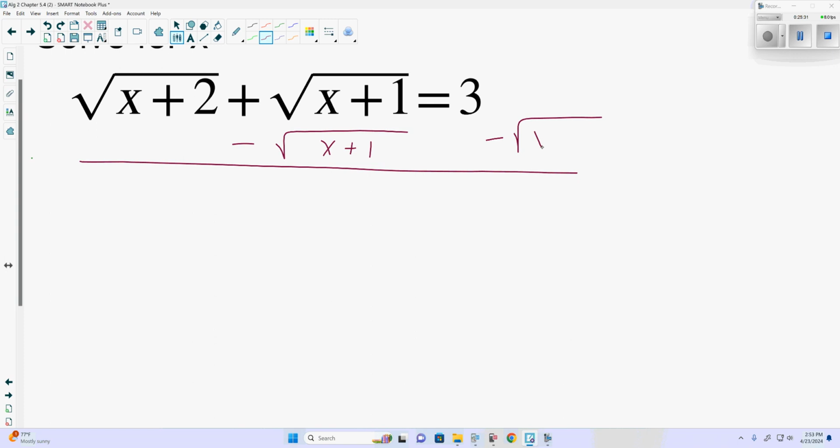And I'm just going to subtract it from both sides, because this one here cancels, telling me the square root of x plus 2 is equal to 3 minus the square root of x plus 1.